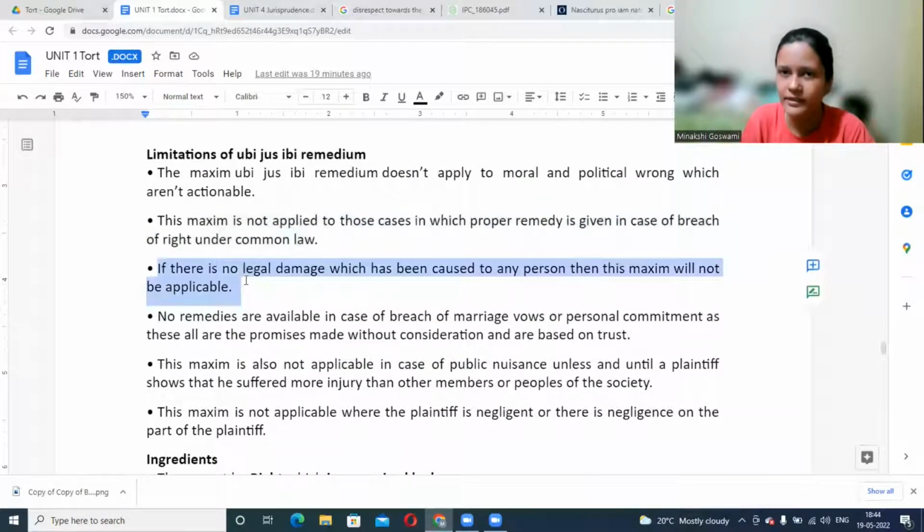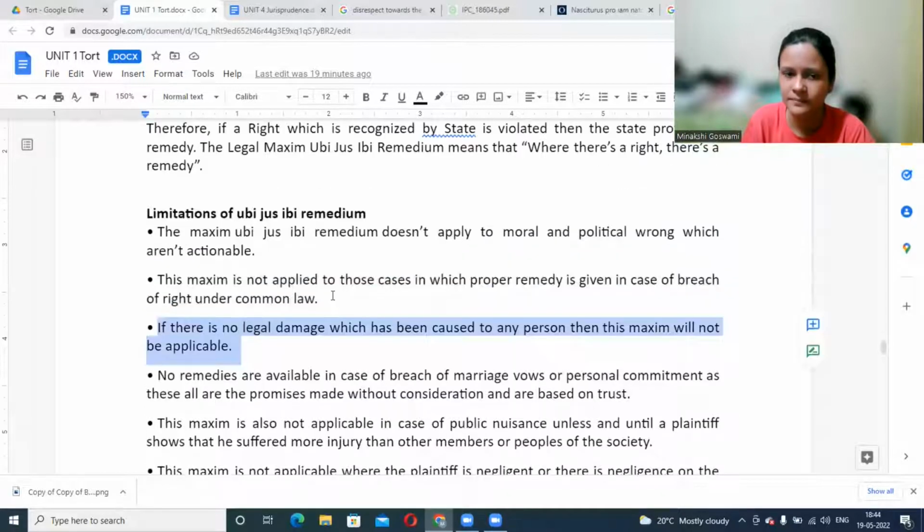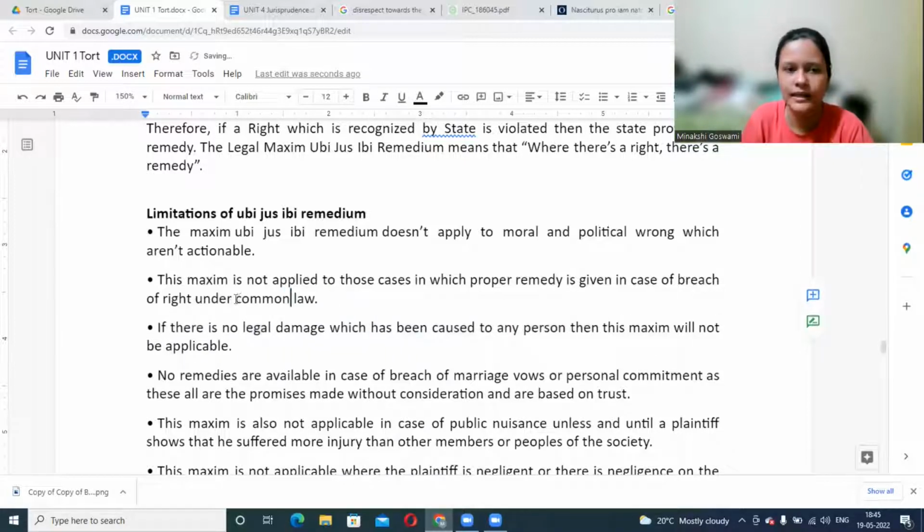Precedent, you know, right? Ma'am, the second point: this maxim is not applied to those cases in which proper remedy is given in case of breach of right under common law. Common law is something where judges play a more active part. Like in case of torts, it's not written somewhere, it has developed with time, with different cases coming in. That is called common law. In England it has basically developed and we also adopted it.